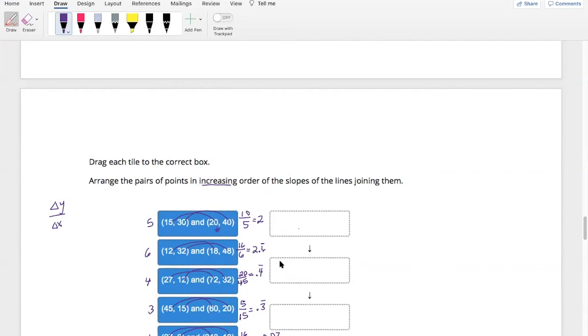Okay, looks like those are some good examples. I hope that helps you on your mastery test for your slope test.